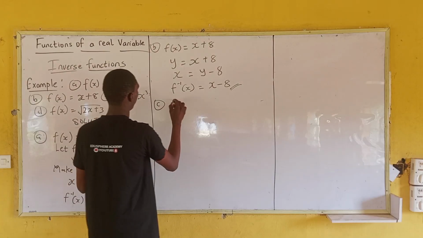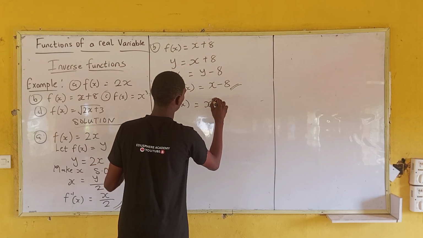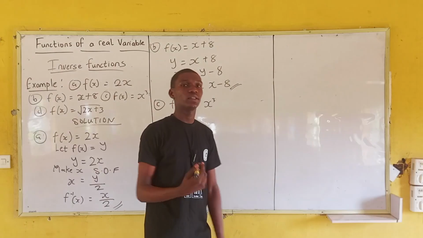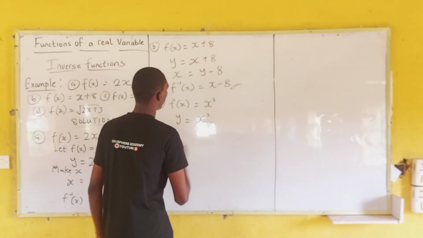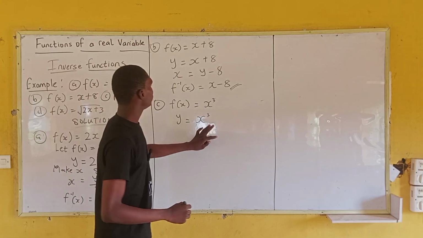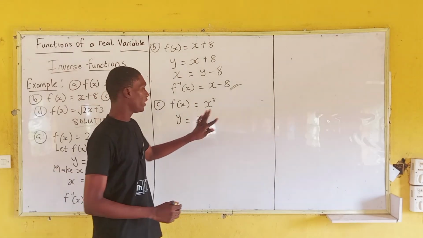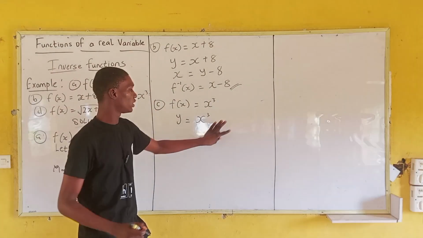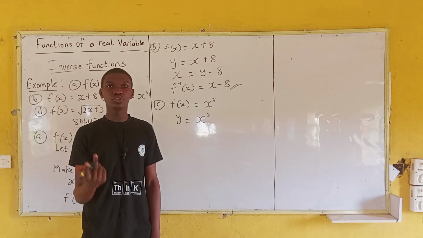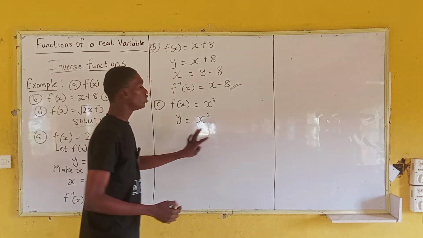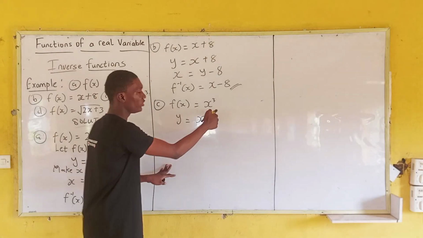C. It says f of x is equal to x to the power 3. Following the same steps, we say our y is equal to x to the power 3. Now, here we cannot make x the subject of the formula because we have x cubed. So we have to find a way to eliminate the x cubed. To eliminate it, you have to introduce the cube root to both sides to cancel the x cubed on this side.